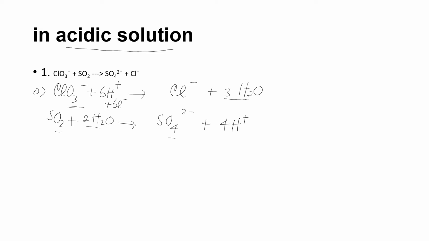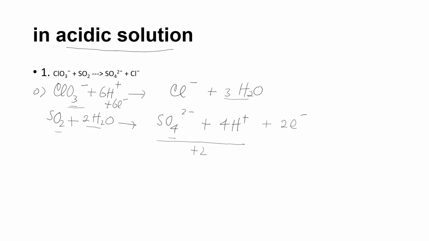Left hand side there is no charge. Right hand side -2 plus 4, so plus 2. Total here plus 2. Then we need to add 2 e minus.